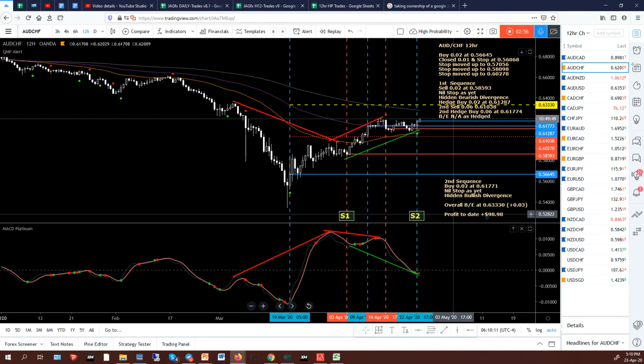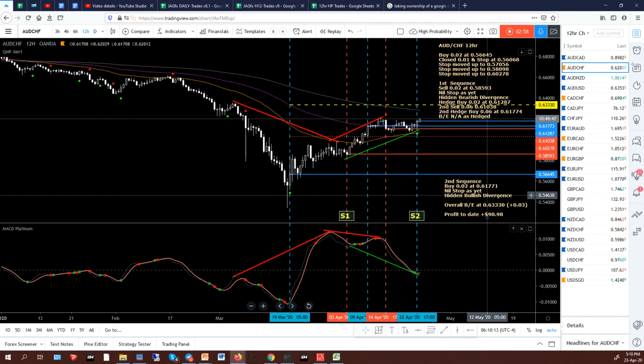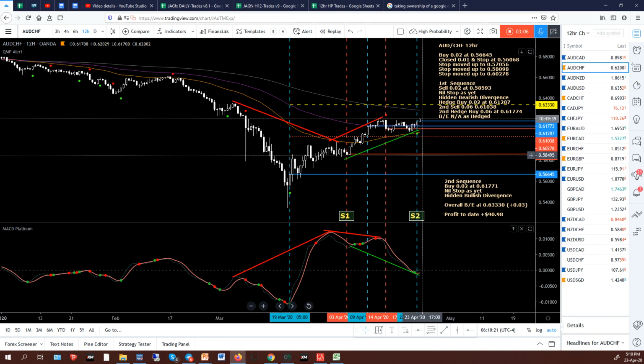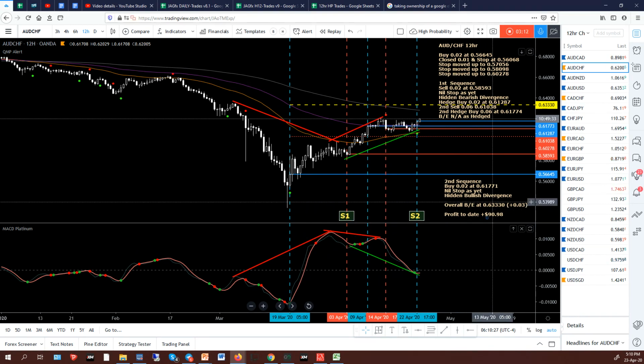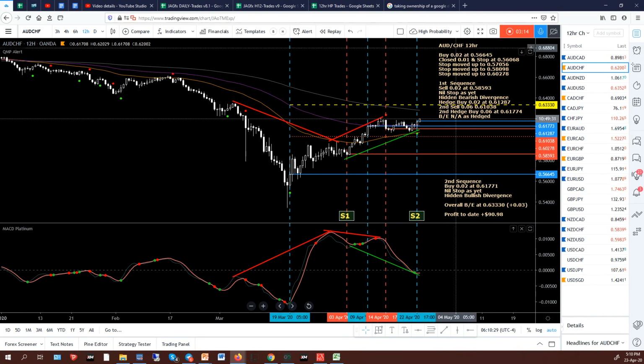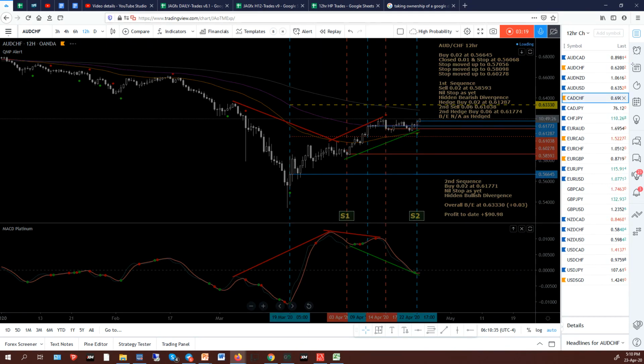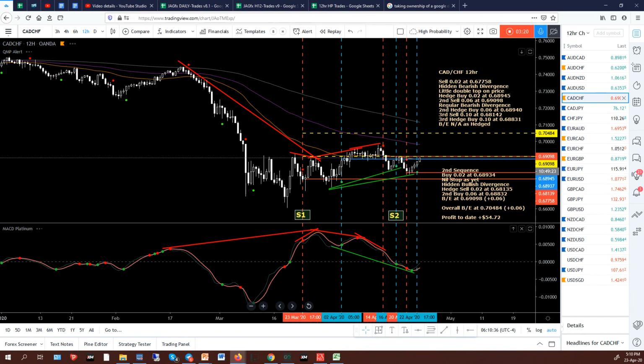Every trade, you'll normally see like this, overall break even is this yellow dashed line up here, 63330. So if price shoots up through there, then it's just a matter of managing all these trades and starting to clear out the losses and take the winners. So that's the Oz-Swiss, two new trades taken today and a stop moved. So much of the same today with regards to this. So we'll go to CAD Swiss.